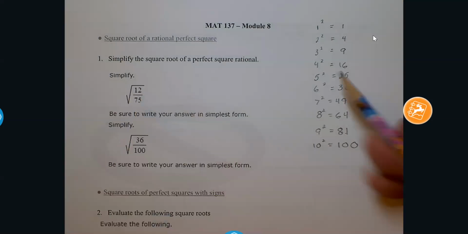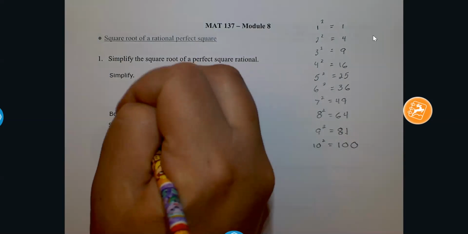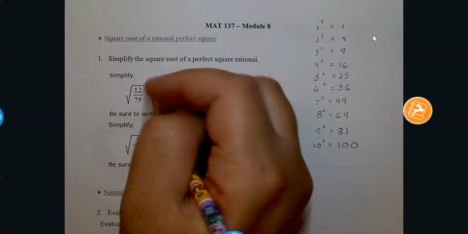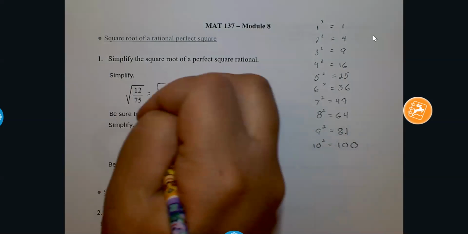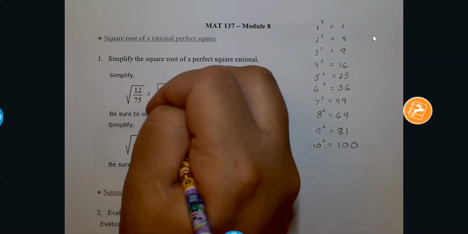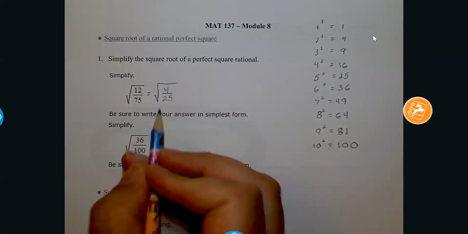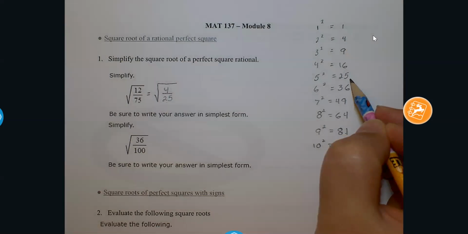12 and 75, you don't see them in this list. But if I simplify the fraction 12 over 75, 3 goes into each of them. So instead of 12 over 75, this would become 4 over 25. And as you can tell, 4 and 25 are both in this list.